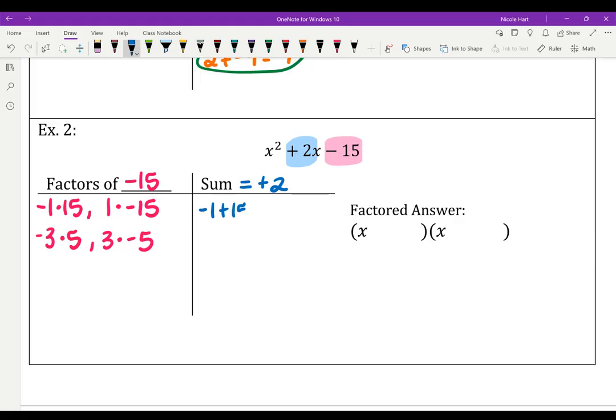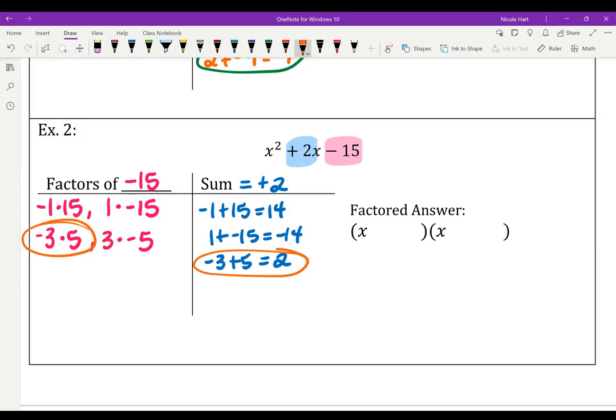Negative 1 plus 15 gives us 14. 1 plus negative 15 gives us negative 14. Negative 3 plus 5 gives us our positive 2, which is what we are looking for. There we go. So negative 3 and 5. You might start to notice patterns when you are adding and subtracting, trying to figure out which terms are going to work.